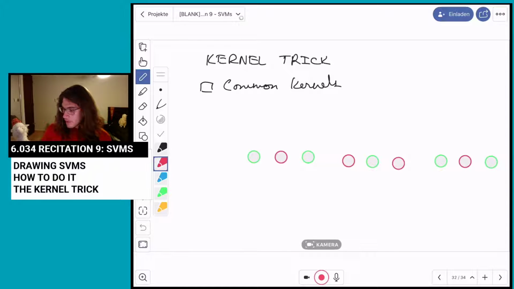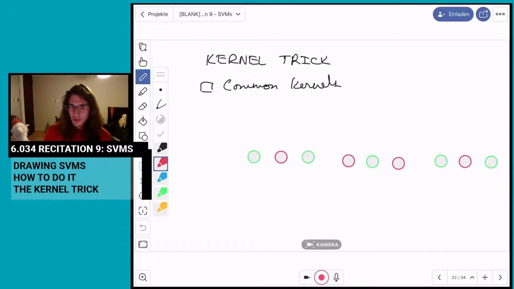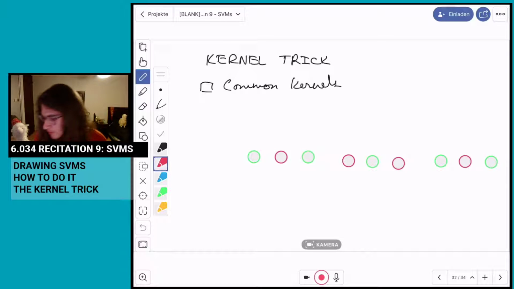Okay, so I want to go through common kernels. Oops, I lost track of my notes. But it's a good sign, because that means we're close to the end.